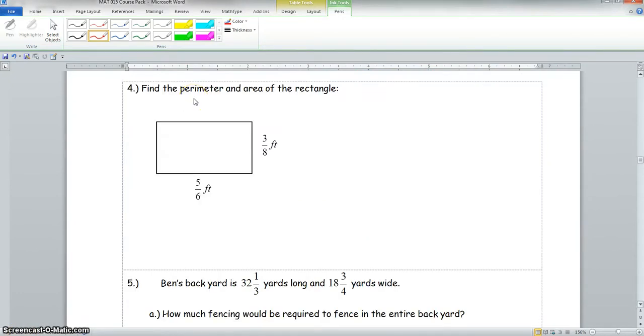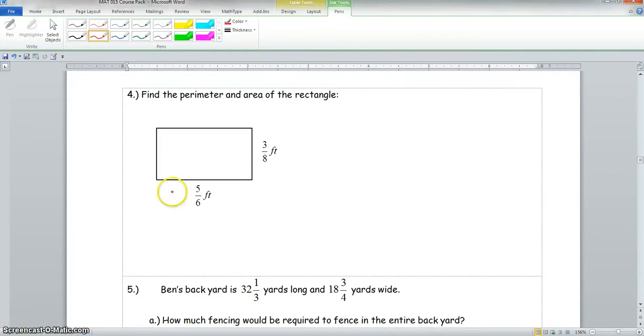Number 4, it says find the perimeter and area of the rectangle. So what I'm going to do is the perimeter first. So perimeter is equal to, now this is a rectangle, so it'll be 2 lengths plus 2 widths. 2 times the length plus 2 times the width. So perimeter is equal to 2 times the length, which is 5/6, plus 2 times the width, which is 3/8.